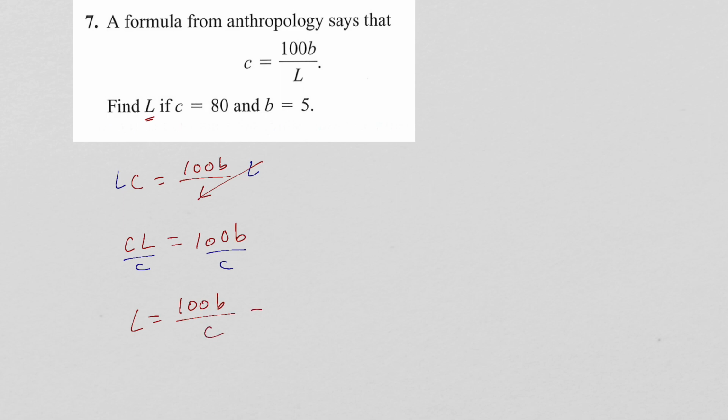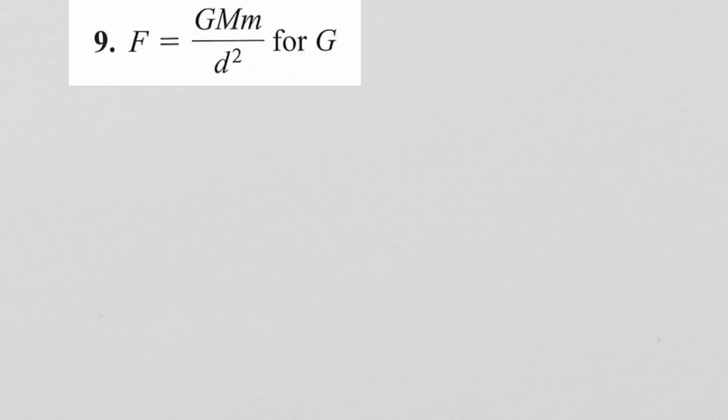Now, I'm going to start plugging in values. C is 80, and B is 5. And I'll just use a calculator. 100 times 5 divided by 80 is 6.25. And notice there's no units in here, so there's no units on the answer. And that's it.